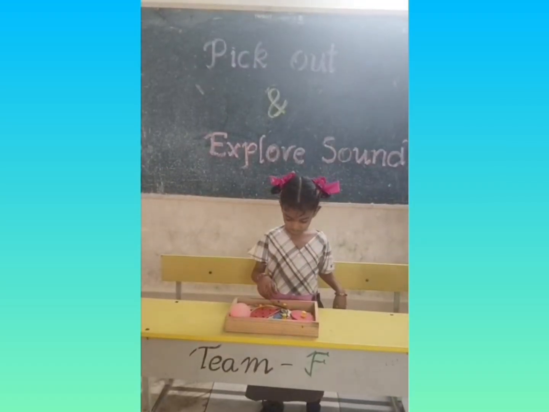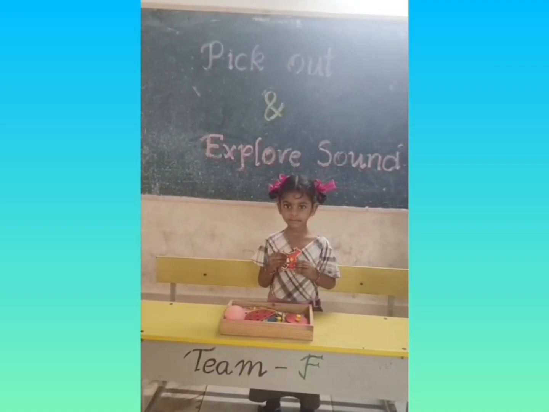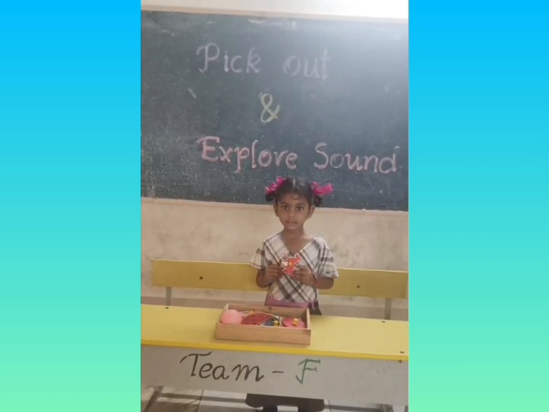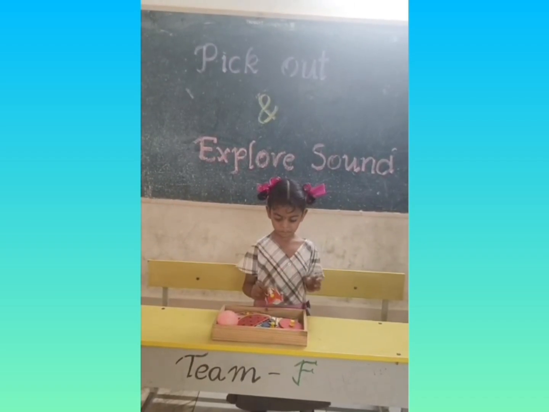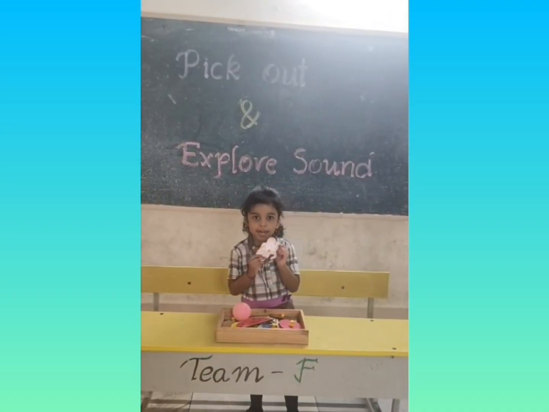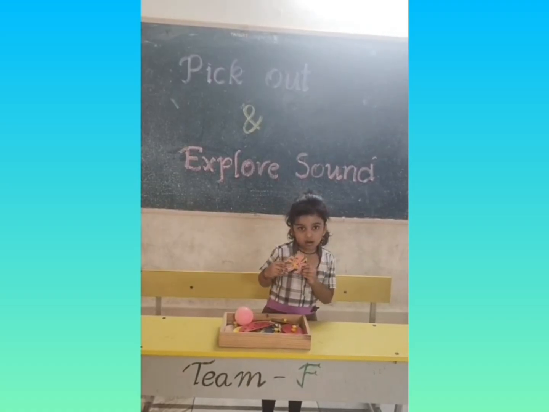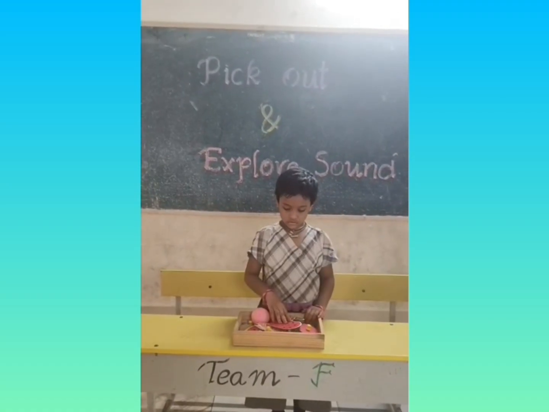Pick one thing. What is in your hand? Dog. So pronounce the sound of dog louder. Sound. Go. Pick one thing. What is in your hand? So spell the sound. Explore the sound. Louder. Okay. Go.